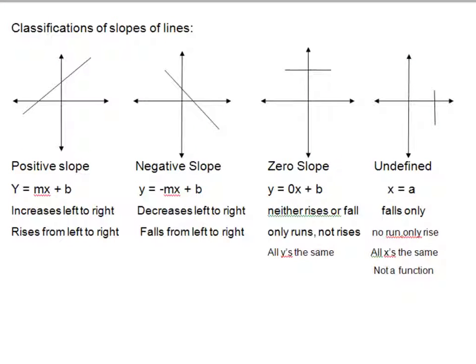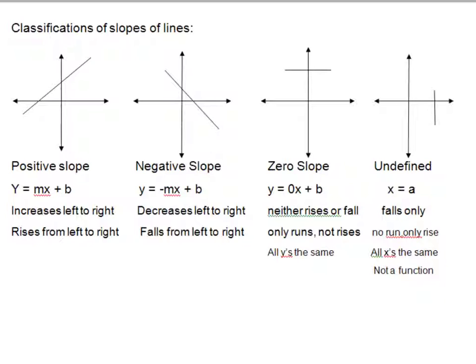Okay, so classifications of slopes of lines. Whenever you have a positive slope, you are going to be going from the bottom to the top as you look at it from left to right. A negative slope decreases as you look at it from left to right. A zero slope does not rise at all. It only runs, so you have 0x plus b. A vertical line is when your equation looks like x equals some number, because you have an undefined slope, and this one is not a function.